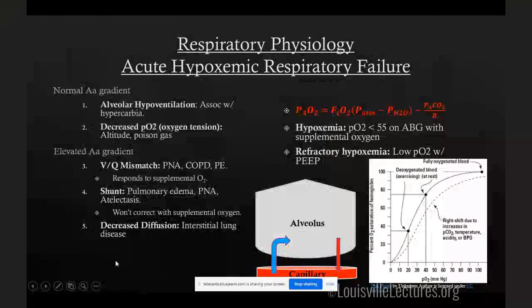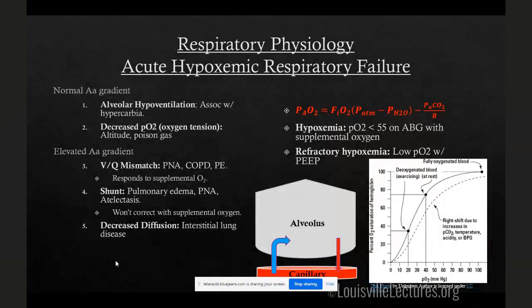But ignoring the normal A-a gradient causes for a second, let's talk about the elevated A-a gradient. The most common cause of hypoxemic respiratory failure is the classification of VQ mismatch. This is what you'll see most often in pretty much the hospital setting. So that's pneumonia, COPD. It's essentially where parts of your lung no longer ventilate but still get blood, and the reverse happens as well. So it's more of a macro picture. This does respond to supplemental oxygen.